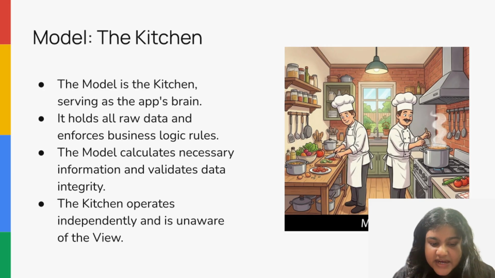If the view sends a negative number for an age, the model rejects it. Crucially, the model is completely unaware of the view. The code inside our model classes should not contain a single reference to a UI component. No Android views, no iOS UI kit, no HTML elements. This independence allows you to take the same model logic and reuse it across a web app, a mobile app, or a command line interface without changing a single line of code.